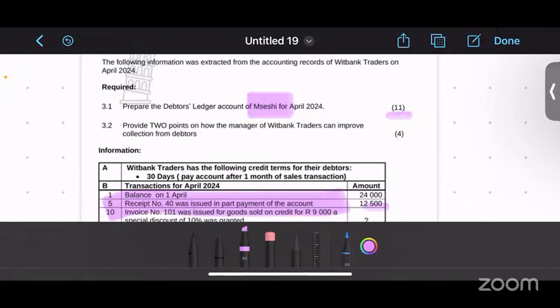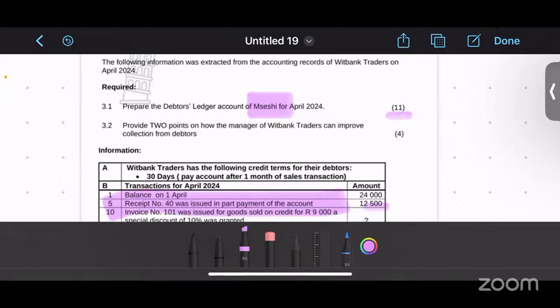So for this one, if there's a customer like this one, say she, and they're saying she has an account of 24,000. So that means the balance is going to be on the debit side of the T form, right? Because this simply means that this person owes us 24,000.